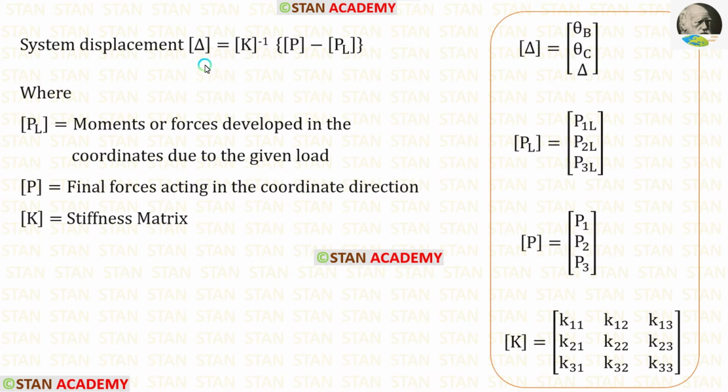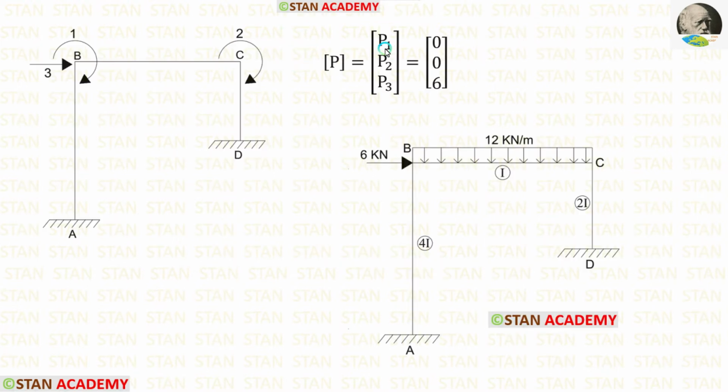Now let us see the formula to find the displacements. Delta matrix is equal to K matrix inverse into P matrix minus PL matrix. In this formula, first let us find the P matrix. In the P matrix, to find P1 and P2, we have to check the first two coordinates whether there are any movements. Our first coordinate is in the point B. In the point B, there is no movement. So P1 will be 0.